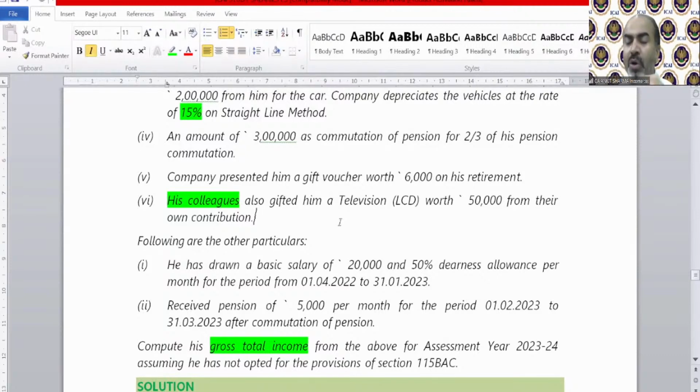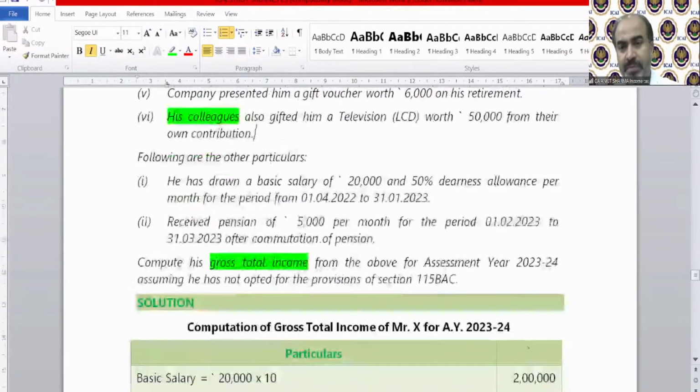For time being, because you have not studied the income from other source provision, for time being, you can understand that there will be no applicability of salary for this provision because it has not been provided from employer. So we have discussed all provision except this one.